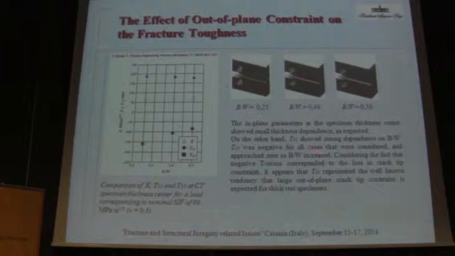On the other hand, the out-of-plane constraint parameter shows strong dependence on this thickness. The out-of-plane constraint parameter was negative for all cases that were considered and approached zero as this ratio increased. Considering the fact that negative T-stress corresponds to the loss in crack tip constraint, it appears that the out-of-plane constraint parameter represented the well-known tendency that large out-of-plane crack tip constraint is expected for thick test specimens.